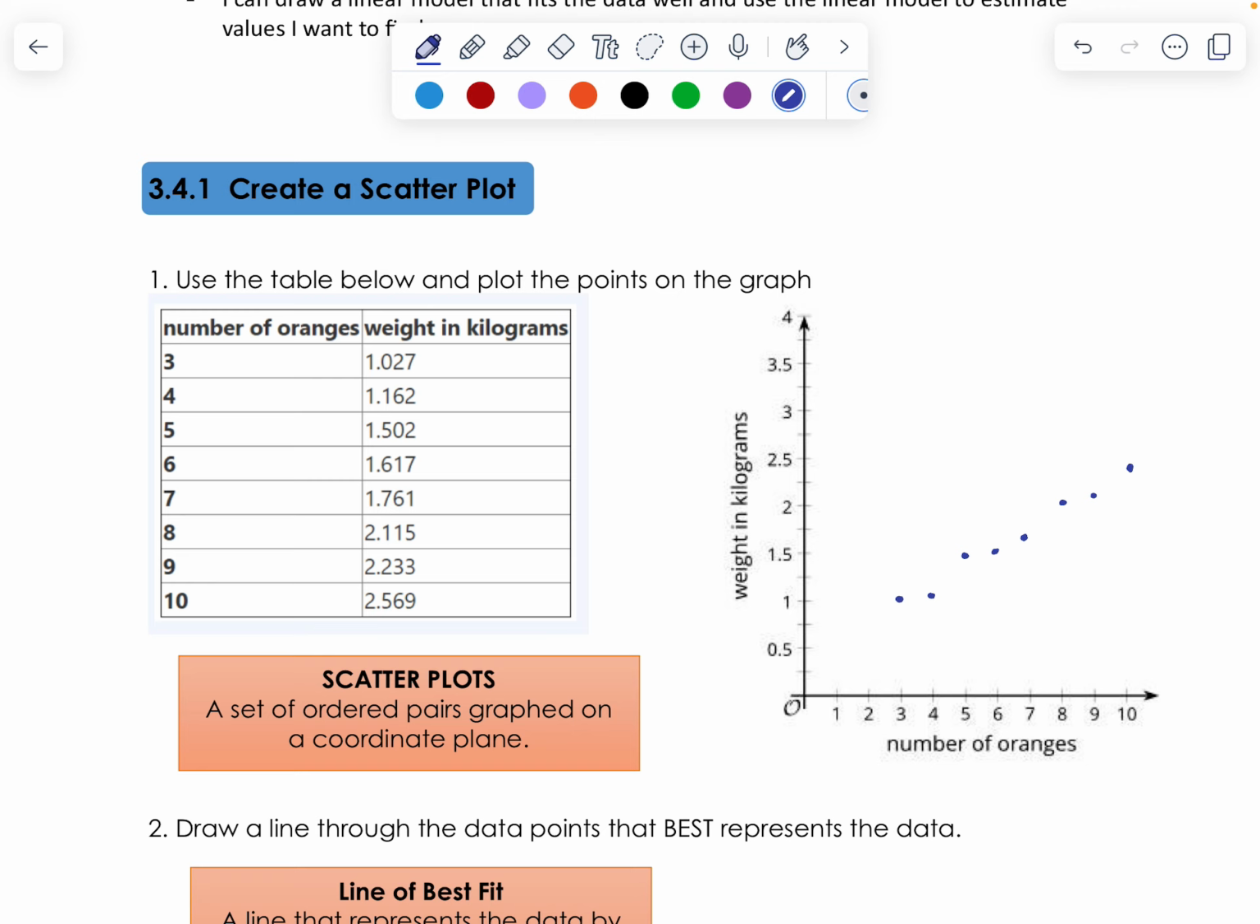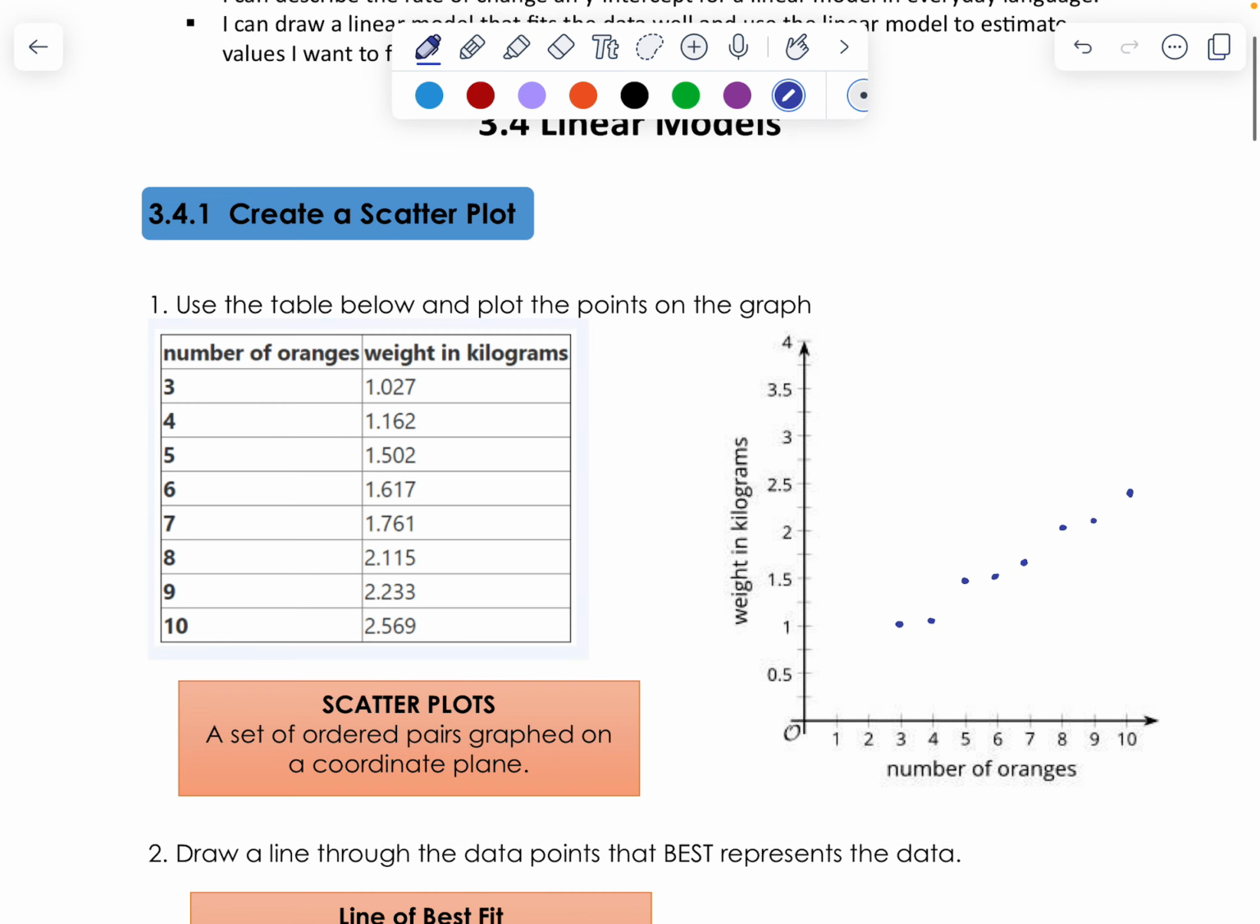So I went ahead and started the notes for us. This is 3.4 linear models. Some of this I'm going to walk through with you, and some of it I'm going to have you try on your own, and I'll post an answer key a little bit later today.